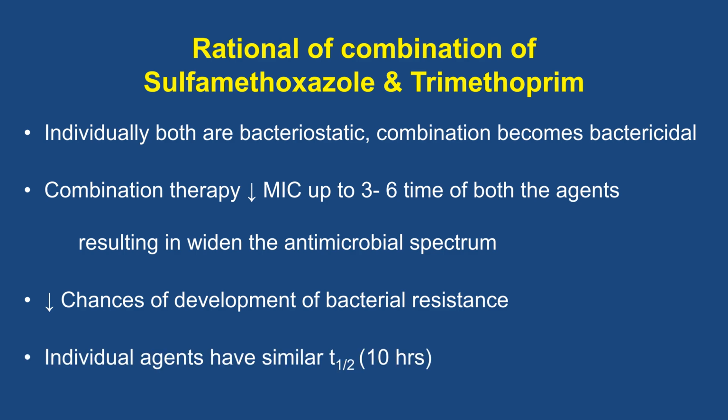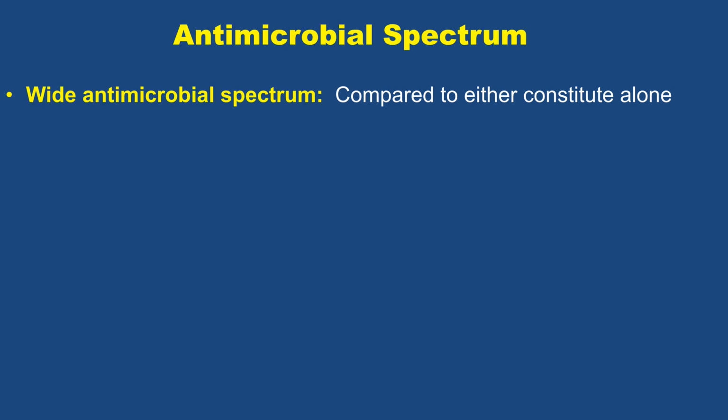Individual agents have a similar half-life, that is 10 hours, so we are able to combine sulfamethoxazole with trimethoprim. Coming to the antimicrobial spectrum of co-trimoxazole, the spectrum is wide as compared to either constituent alone.